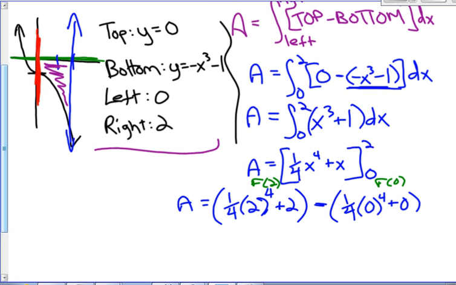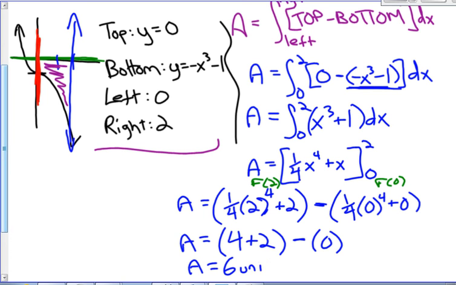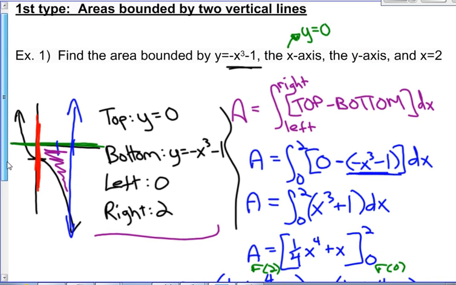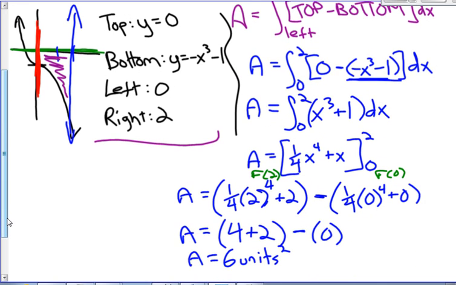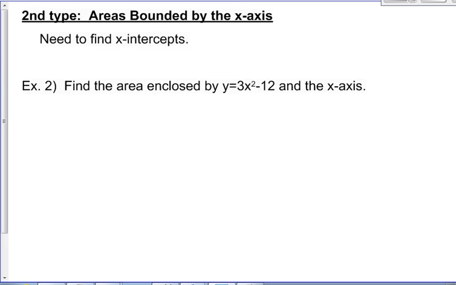And we just run it through. 1/4 times 16 is just going to be 4, plus 2, minus 0. Or the area in the end is 6 units squared. Okay, and we put the units squared here because we are talking about area. So that's how we're going to deal with it when we actually know the left and right boundaries. In the other two cases, we're going to have to figure out what those left and right boundaries are.